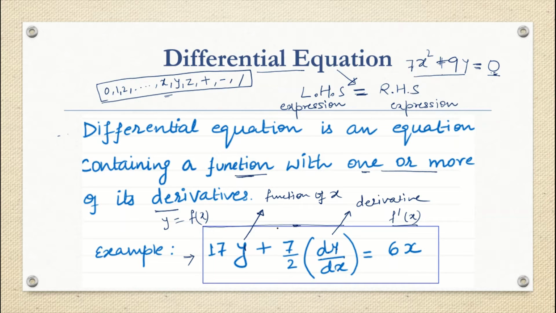And another important point: if you see this x, x is independent in nature. So we can say that x is the independent variable and y is dependent on x. Why are we saying x is independent and y is dependent? This y actually depends on x, and x is arbitrarily chosen, and y varies with respect to x.